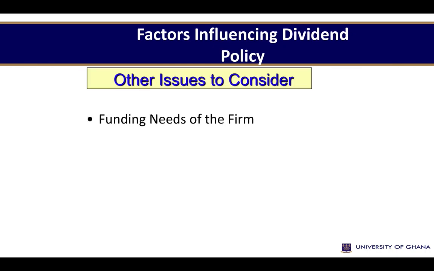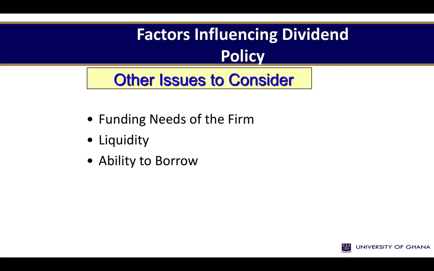Other issues that may crop up in influencing dividend policy constitute the funding needs of the firm. If a firm has funding needs, and since retained earnings constitute one of the cheapest forms of financing, looking at the pecking order theory, then the firm is likely to use the funds to finance its projects as opposed to paying dividends. Also, whether the firm is liquid is a factor that will influence its dividend policy.